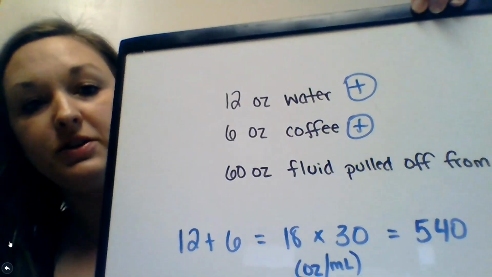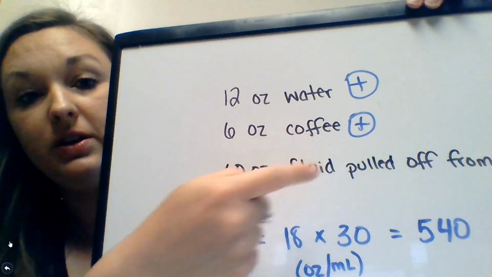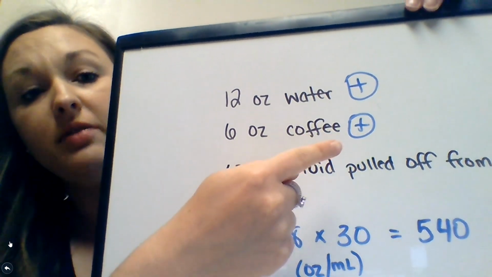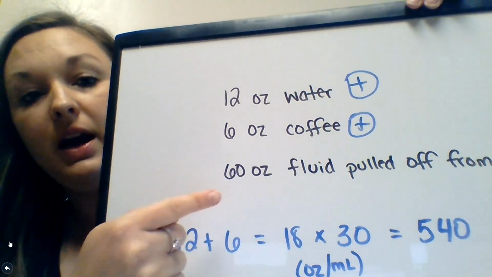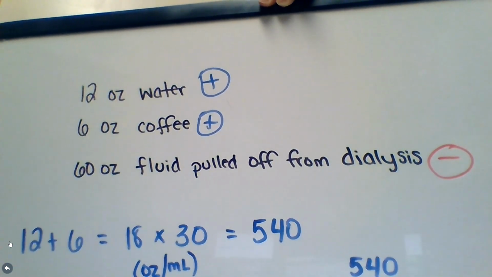Okay, so the question was to figure out the total intake and output for that day. Is it positive, negative? What's going on? So you guys know I'm a visual person, so we've got it all written out for you here. I started with the 12 ounces of water. That's positive. That's what that patient took in. They also had 6 ounces of coffee. Also positive. And then they had 60 ounces of fluid pulled off during dialysis, so that's negative, right? These are also in ounces. We need milliliters. Our answer was looking for milliliters, so we're going to have to convert.